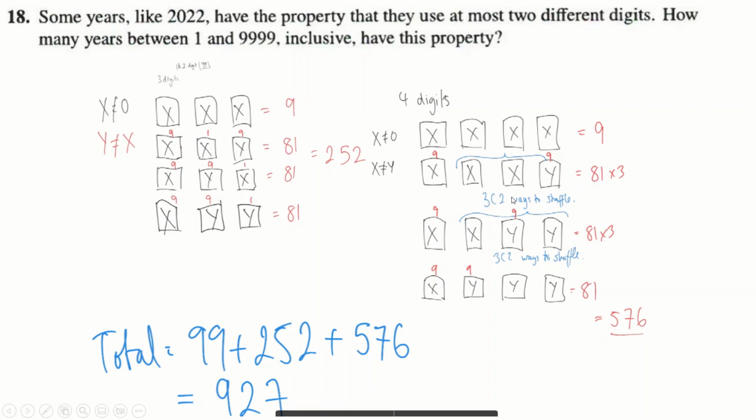I might put in a video about what this 3C2 means a little bit, but there are only 3 ways to shuffle that around. There's both Y's at the front, Y at front and end, and then both Y's back. Only 3 ways. Add those all up, add them to the total, and you get 927 as your final answer.